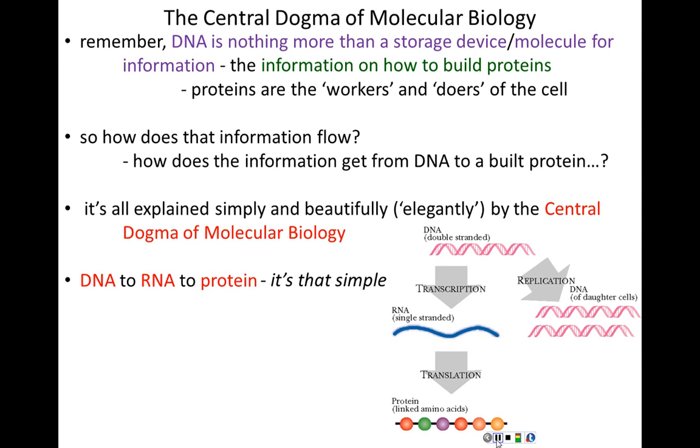Now there's replication in there too. Some people consider that a flow of information because you're transferring or transmitting DNA information to the next generation of daughter cells. That's fine. But the central dogma really focuses on the DNA to RNA to protein flow.